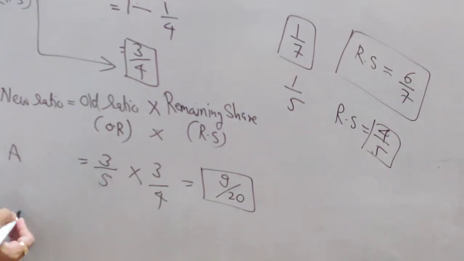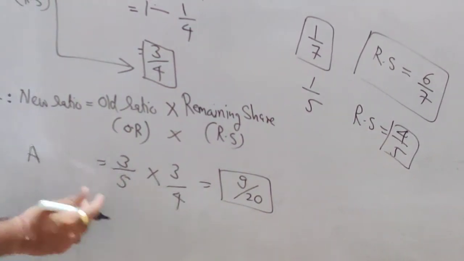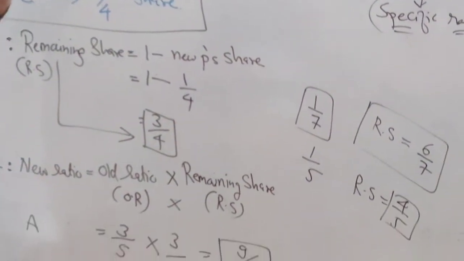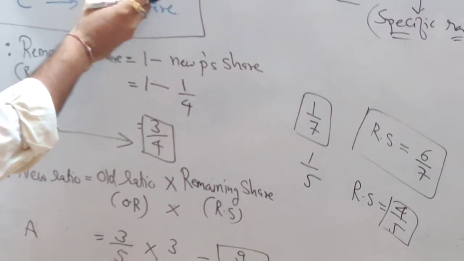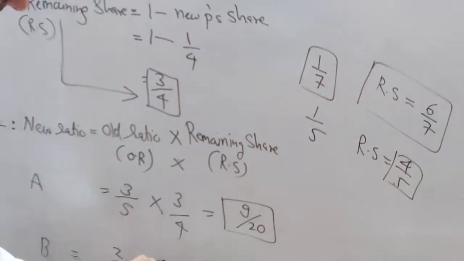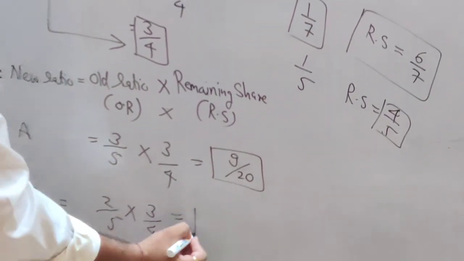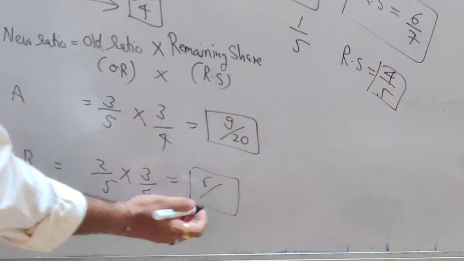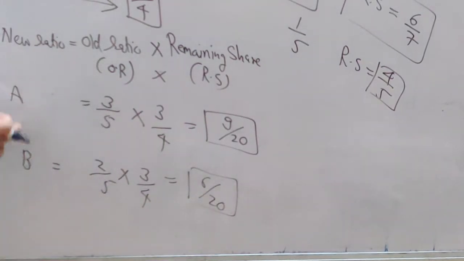Likewise, you calculate for B. B's old ratio is how much? B's old ratio is 2. And what is the fraction? You have to add this, 5. And the remaining share is 3 upon 4. So what will be your answer? 2 3s are 6. 5 4s are 20. So this is the ratio of B.